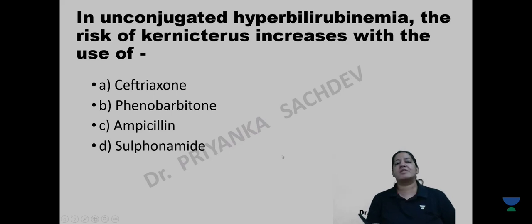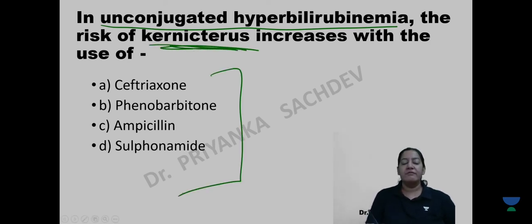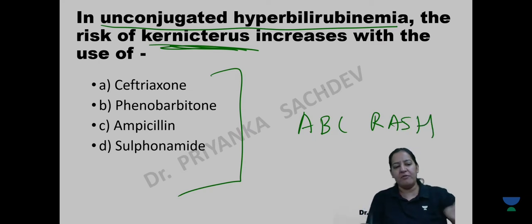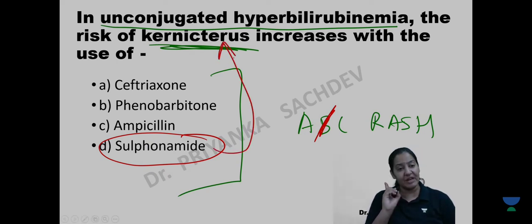Shall we move ahead? This is the next question in front of you. In unconjugated hyperbilirubinemia, the risk of kernicterus increases with which drug? Which of the following drugs causes risk of kernicterus in a child? So apply the mnemonic, ABC rash. In ABC rash, what is B? B is bilirubin displacement. By displacing bilirubin from the albumin, the free bilirubin will enter the brain, damage the brain and cause kernicterus. So the drug is sulfonamide. Sulfonamide is the answer, and you all are right. Kernicterus is a side effect of sulfonamide, not of other drugs. So the correct answer here is D.